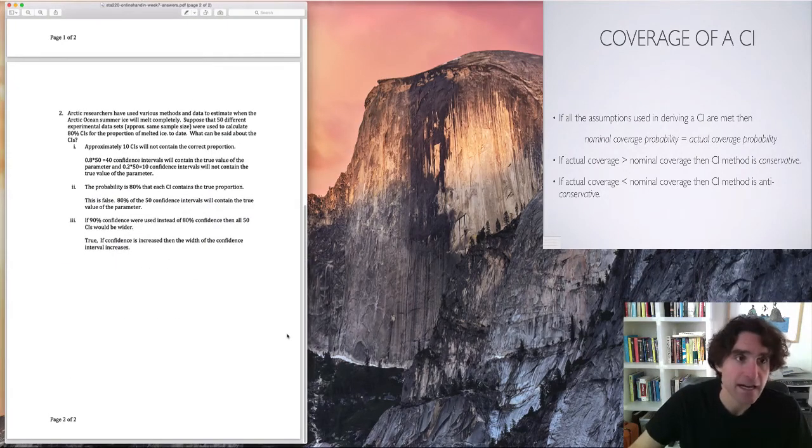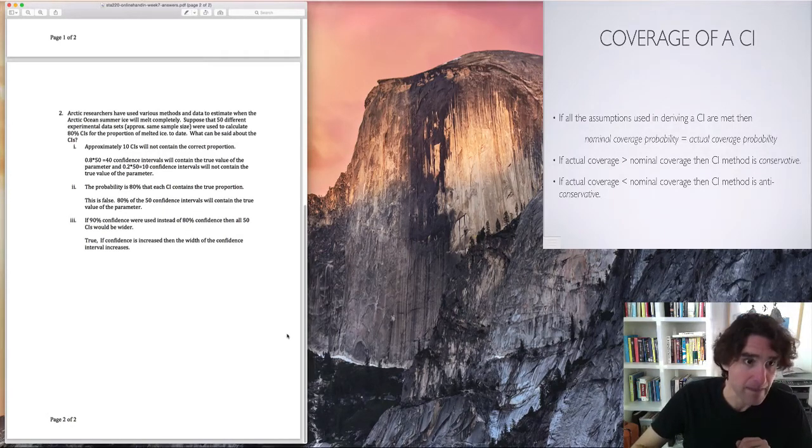The next question is that Arctic researchers have used various methods and data to estimate when the Arctic Ocean summer ice will melt completely. Suppose 50 different experimental data sets were used to calculate 80% confidence intervals for the proportion of melted ice to date. What can be said about the confidence intervals? The first statement is that approximately 10 confidence intervals will not contain the correct proportion. Well, is that true or not?